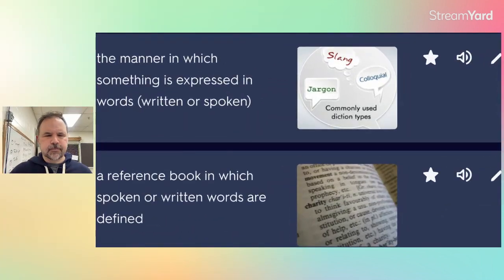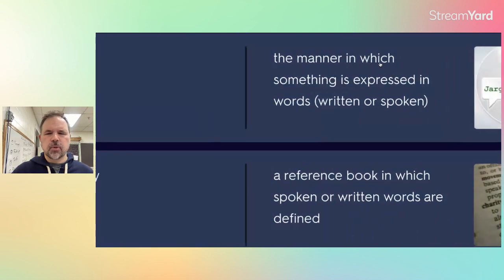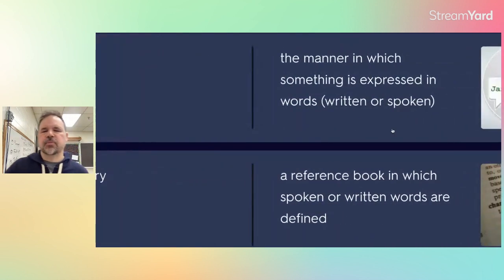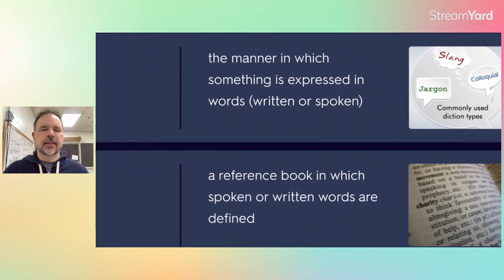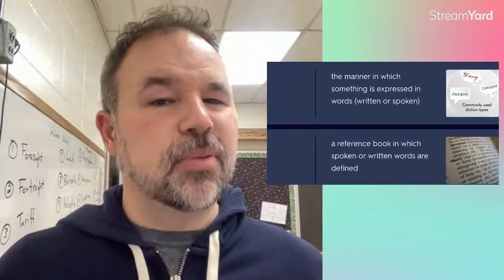So that word right there, let me bring it over. Diction. Diction. One more time. It's the manner in which something is expressed in words, spoken or written. Diction. That one is probably going to be pretty hard for me to put into some kind of quiz. So we're covering it now, but just a heads up, I probably can't come up with a question for diction. It's just words pretty much used to express something.